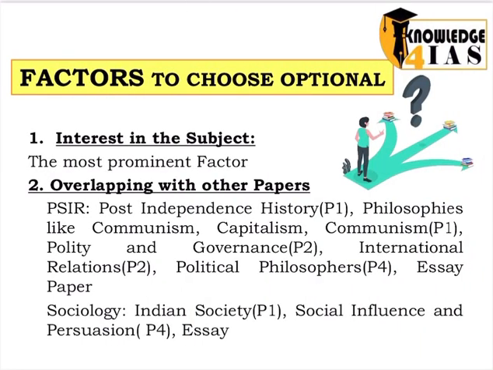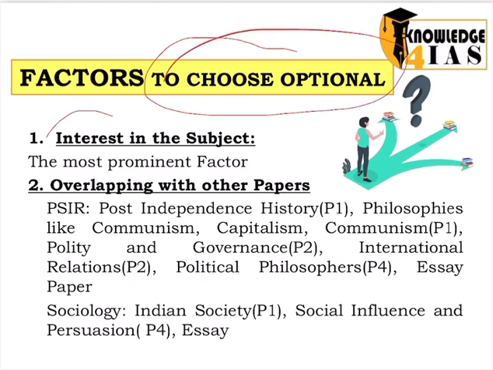Fine. Now let us come to the second part of this video session, that is, what are the factors that we need to keep in mind while choosing an optional subject. So the first factor is interest. And interest is not just one of the factors, but I would say interest is the most important factor while deciding an optional paper. Why is this so?